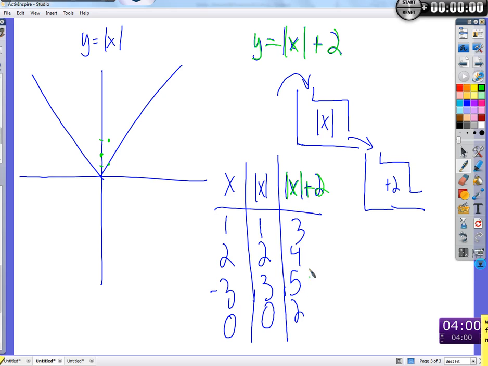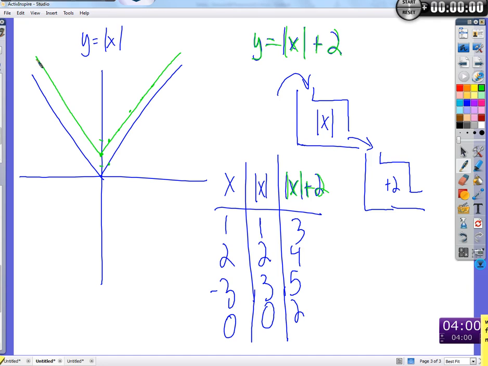This is what it looks like in a table of values. This is what it looks like as a function. Okay. Lots of different ways to represent it. I guess I should say as an equation. So all these points move up 2, we have the exact same graph just raised up 2.